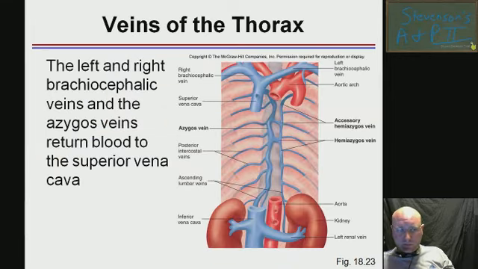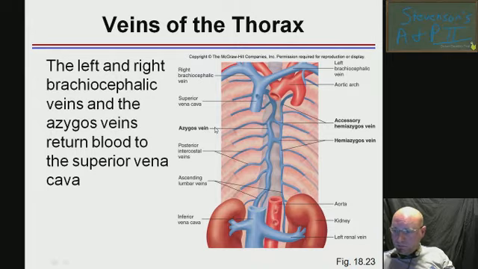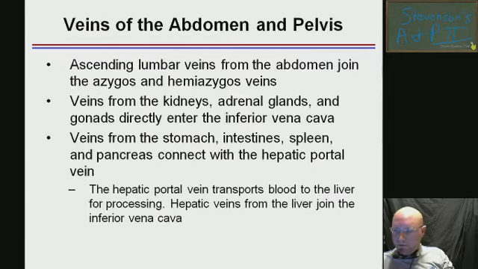Veins of the thorax. The left and right brachiocephalic veins and the azygos veins return blood to the superior vena cava. The azygos and the hemiazygos and the left and right brachiocephalic veins return blood to the superior vena cava. Now the veins of the abdomen and the pelvis. Ascending lumbar veins from the abdomen will join the azygos and the hemiazygos veins.